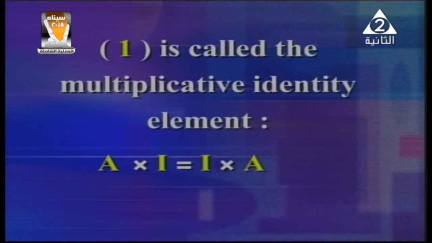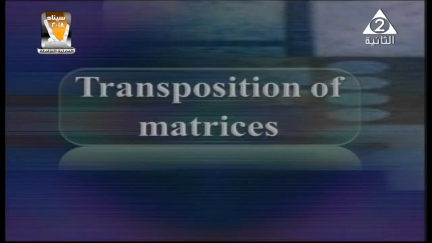This is the commutative property. When we multiply any matrix A times I, it equals I times A, which equals A. The unit matrix multiplied by any matrix equals the same matrix. A times I equals I times A equals A. Now we move to another title. It's called transposition of matrices.